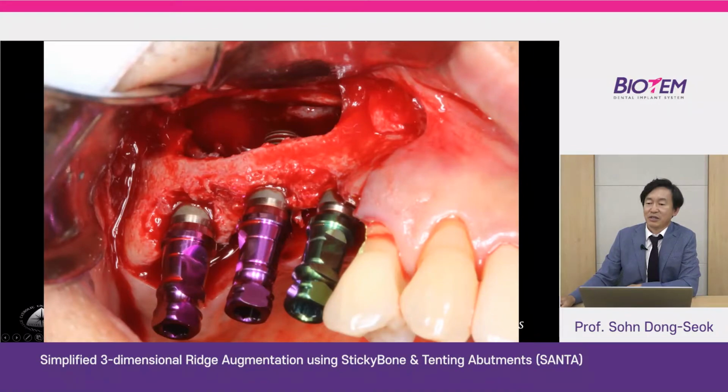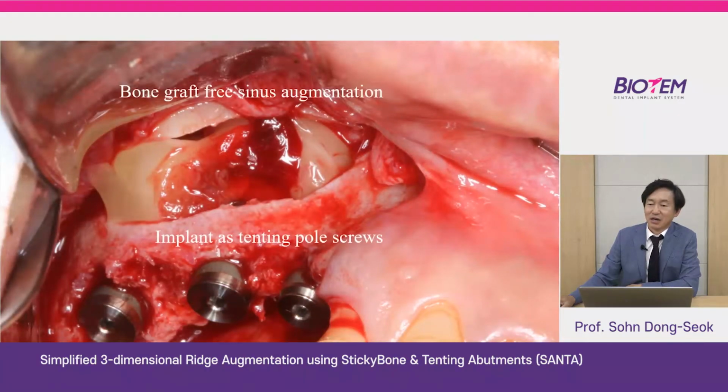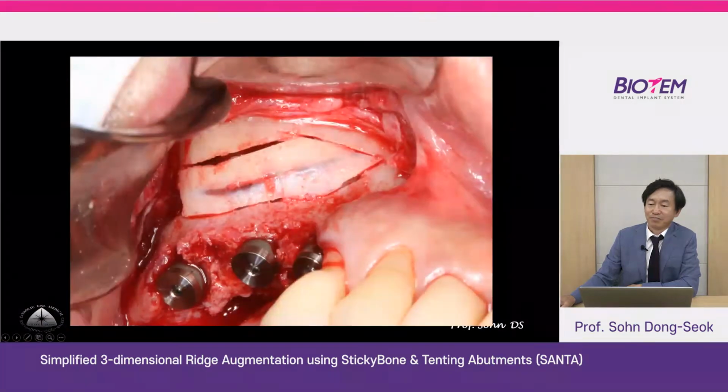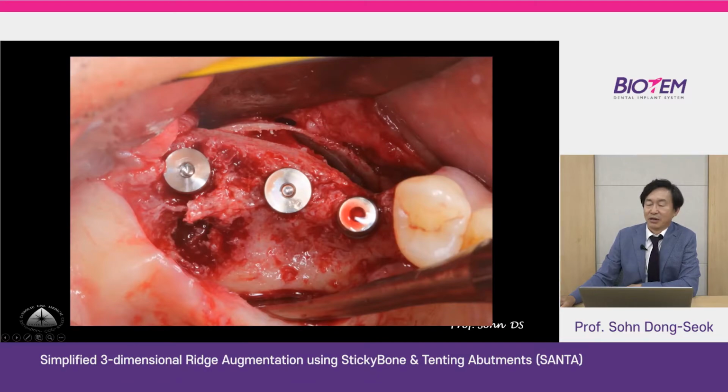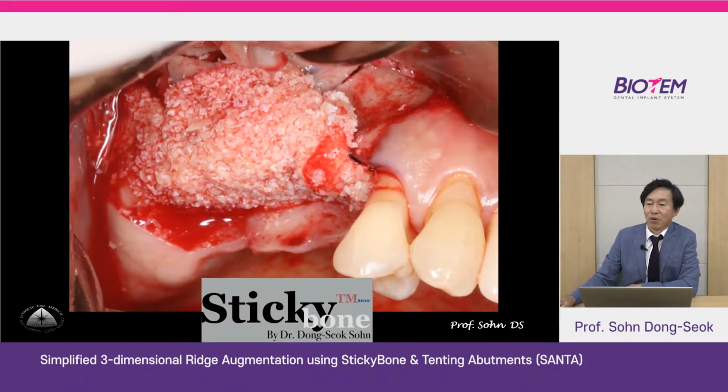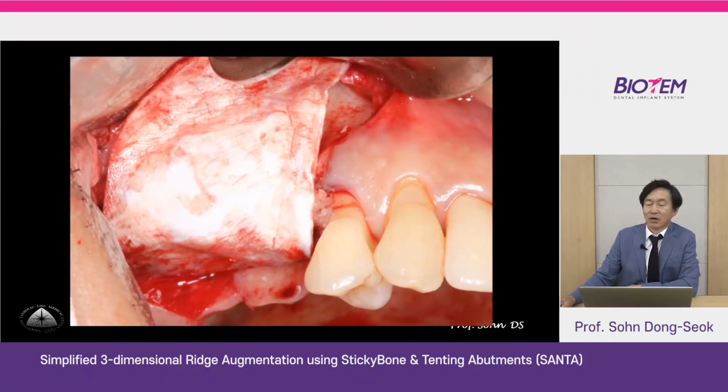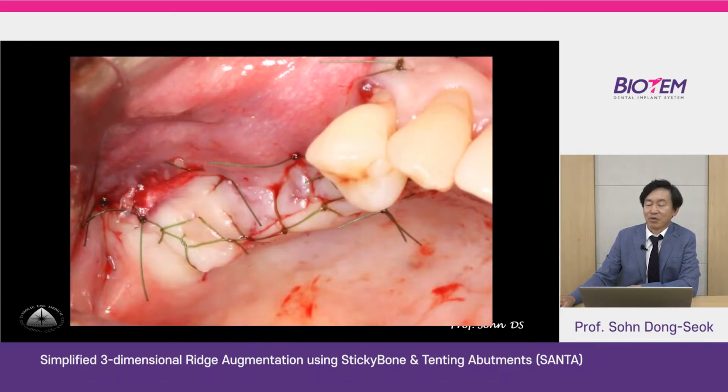And the sinus mucosa is elevated. The implant was placed at the same time after the osteotomy to get good stability of the implant. The implant acts as a tenting pole screw. In this case, bone graft-free sinus augmentation was done, and the lateral bony window, which is an osteoinductive window, was repositioned. One piece of sticky bone, I think a mixture of allogenic and bovine bone, was placed from palatal to buccal over the crestal area. A collagen membrane was placed simply, and primary suture was done.